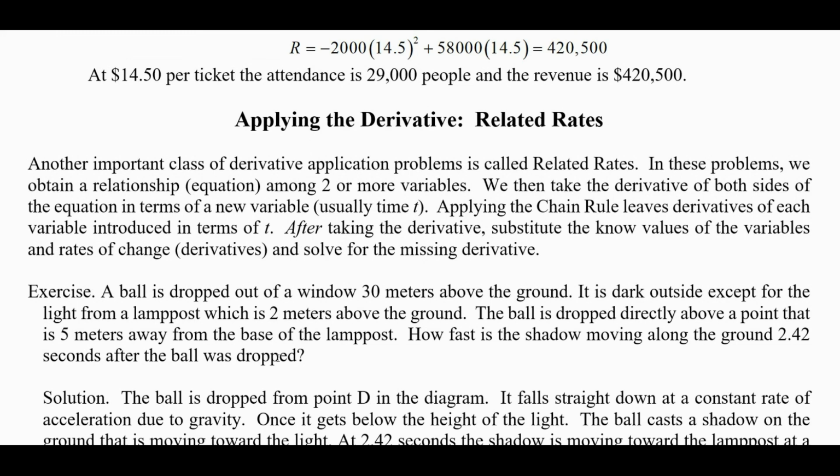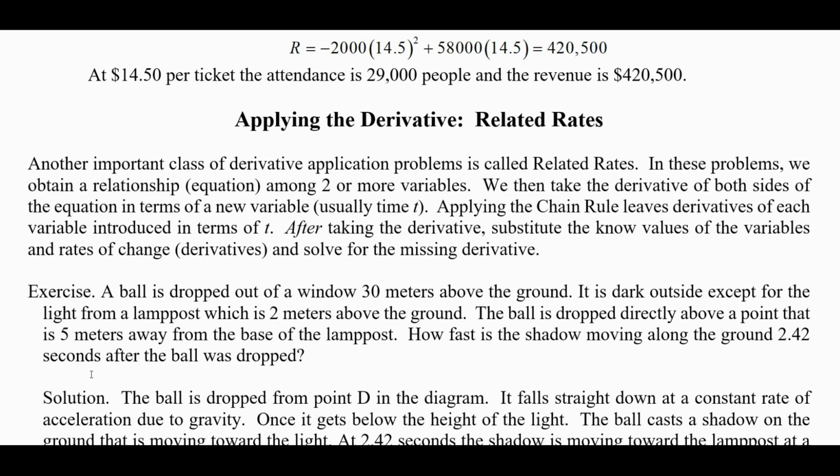All right, one more little section here, and I've got a few more examples for you. Another application of derivatives is called related rate problems. In these problems, we obtain a relationship, an equation, among two or more variables, and then we take the derivative of both sides of the equation in terms of a new variable, usually time, t. We'll be applying the chain rule on both sides, and it's going to leave derivatives of each variable in terms of t, or with respect to t. After taking the derivative, substitute in known values of the variables and the known rates of change, the known derivatives, and solve for the missing derivative.